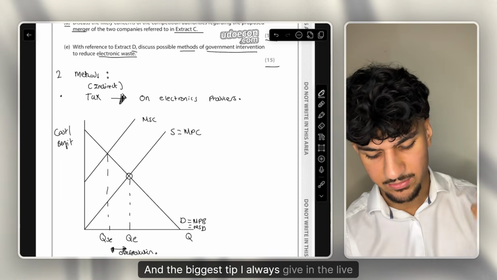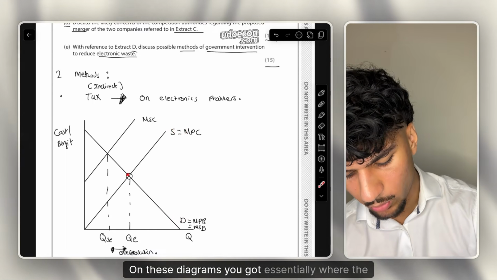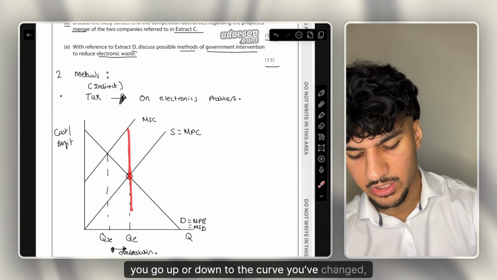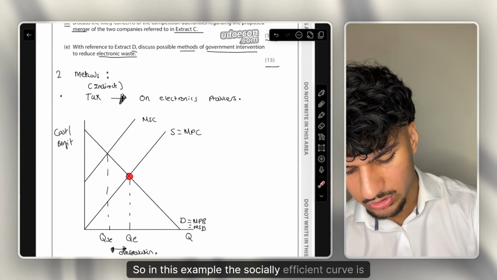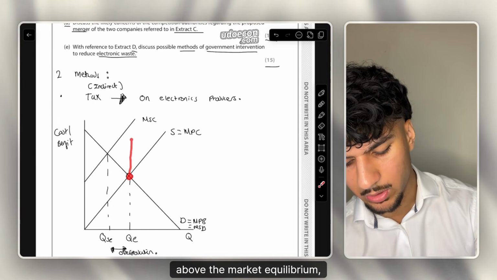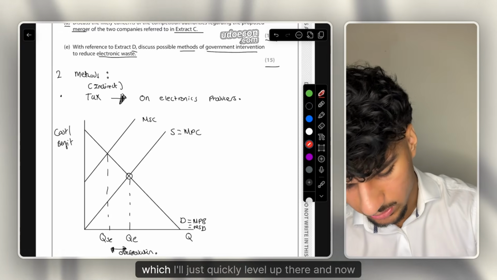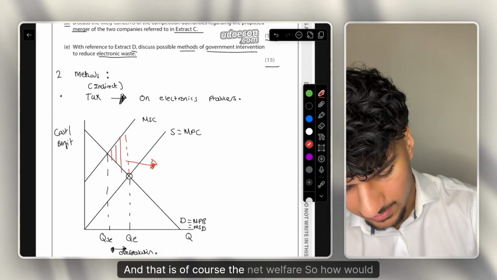And the biggest tip I always give in the live classes is where supply equals demand on these diagrams, essentially where the market equilibrium is, you go up or down to the curve you've changed. So you follow the socially efficient curve. In this example, the socially efficient curve is above the market equilibrium, which means that will be the triangle of welfare loss, which I'll just quickly label up there. And now just make sure you label it up, and that is of course the net welfare loss.